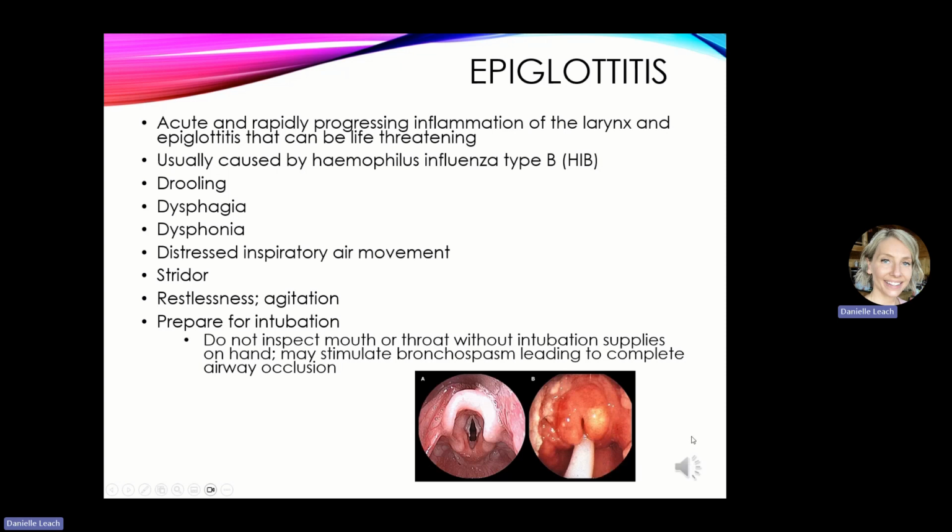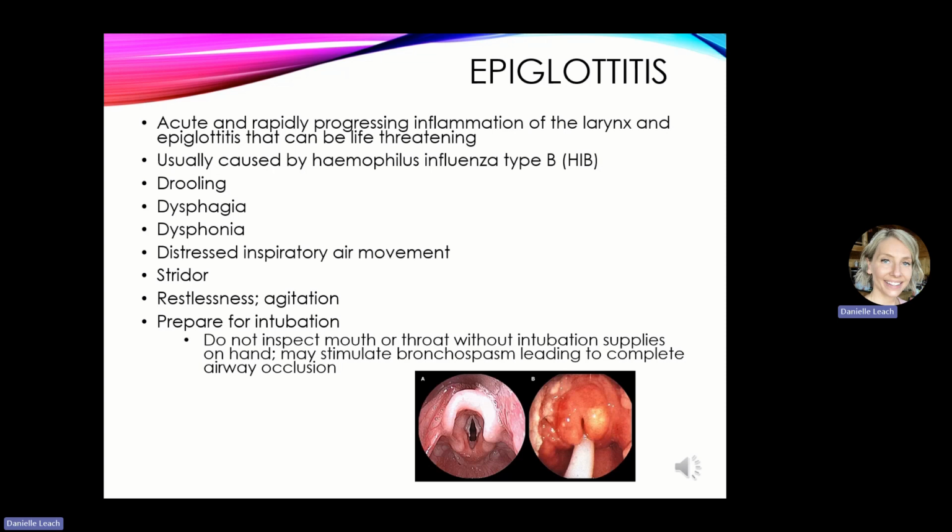Epiglottitis is an acute and rapidly progressing inflammation of the larynx and epiglottis that can be life-threatening. This usually affects kids that are about 2 to 8 years old. It's usually caused by bacteria. Haemophilus influenzae type B is the most common cause.